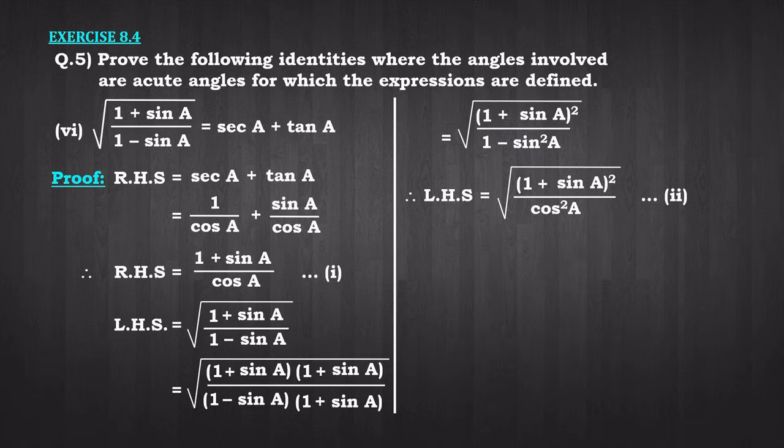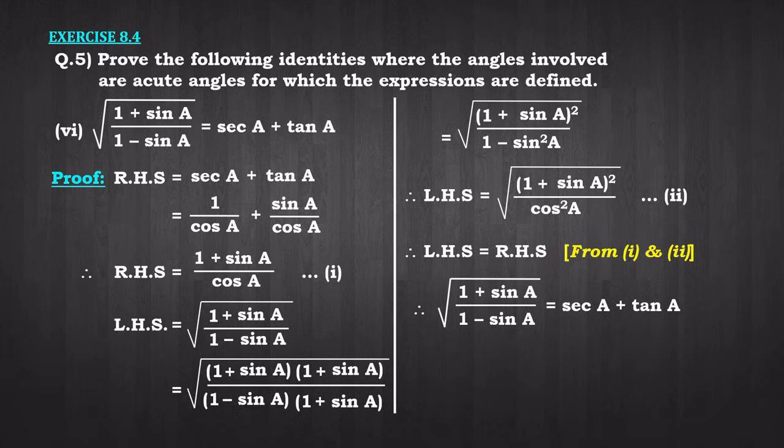This is equal to (1 plus sine A) divided by cosine A. This is exactly the same as the right-hand side. Hence, the left-hand side is equal to the right-hand side. Therefore, square root of (1 plus sine A) divided by (1 minus sine A) is equal to secant A plus tangent A. Thus, the identity is proved.